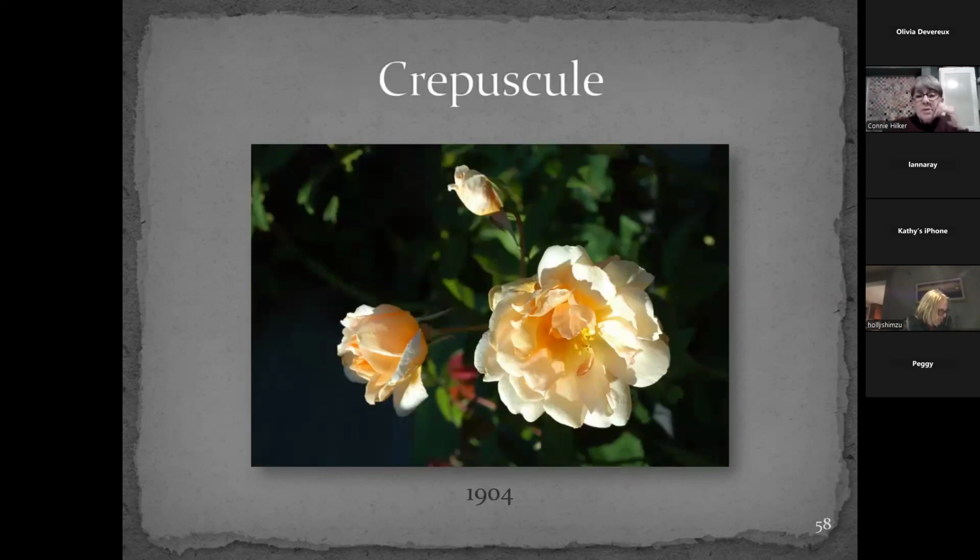Then we have Crepuscule. It's one of the more popular climbing noisettes. The color and its hardiness just absolutely cannot be beat. I miss this one desperately. I grew it for a lot of years and I lost it to rosette disease a few years ago.